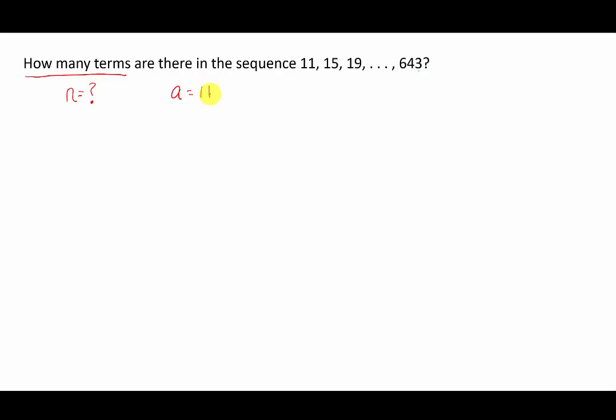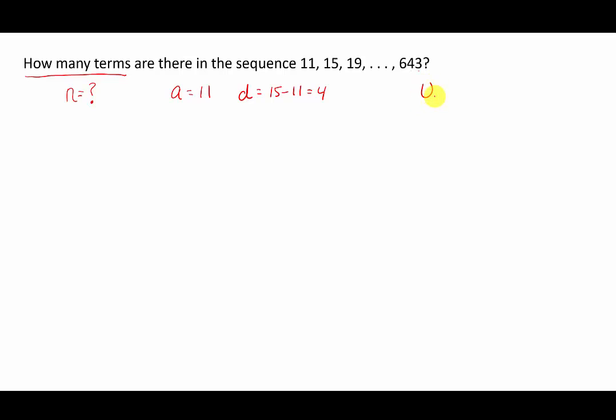It's a good idea to always identify what you have. D in this case would be 15 minus 11 or 19 minus 15. Okay, and in that case we're going to get 4, that D is 4. And you can see that that's a positive, and we are increasing. 11 to 15, I have to add 4. 15 to 19, I have to add 4. So that's my common difference.